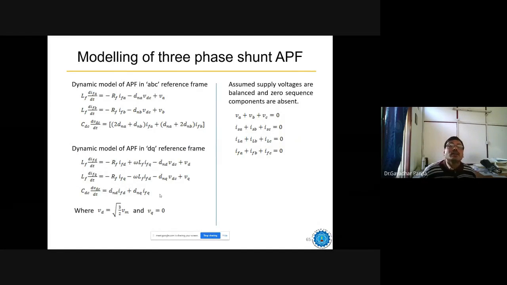This is the design aspect, modeling of the three-phase shunt active power filter. This is the dynamic equations of the APF that is given here. We will not be discussing the mathematical equation. It is very much clearly written.